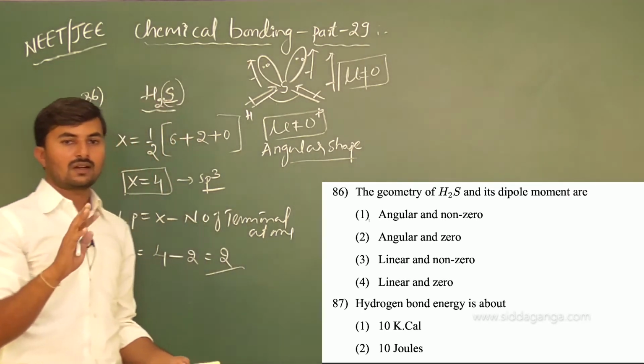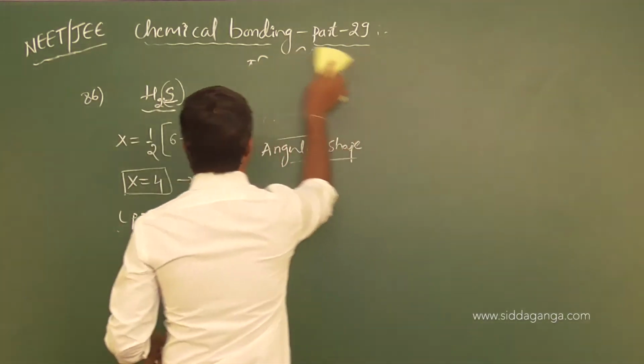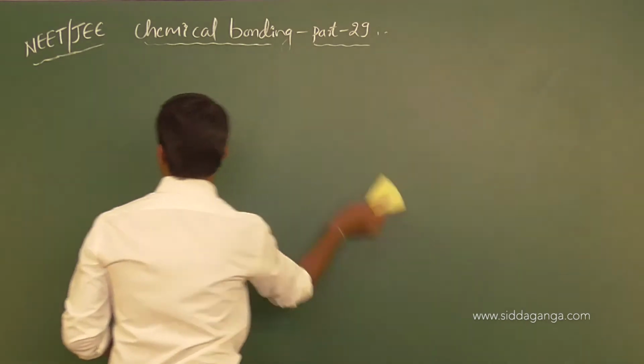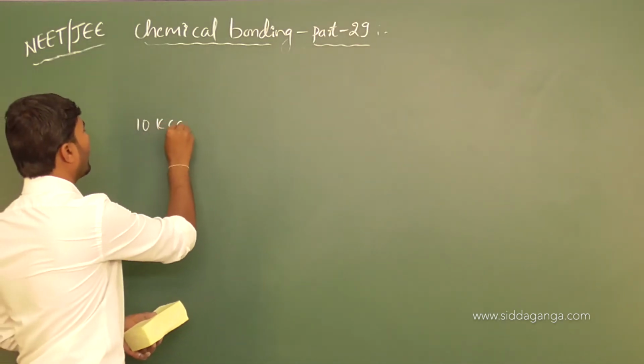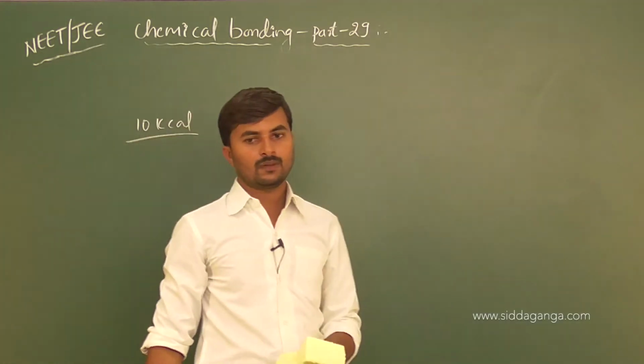Okay, which is the correct option? Then the next will be: hydrogen bond energy is about. This is the very easiest question, that is, hydrogen bond energy is around 10 kilocalorie. Okay, the first option is the correct option, 10 kilocalorie.